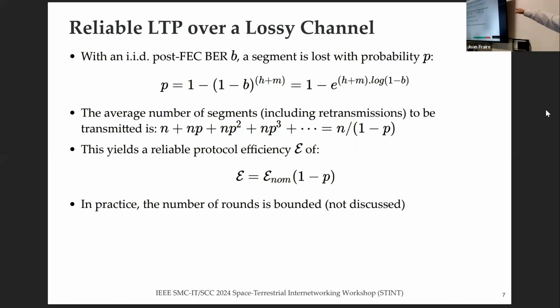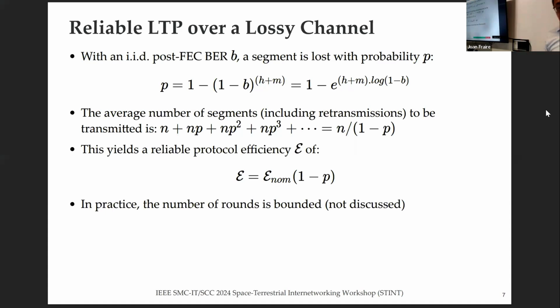Okay, so we can have a look at the average number of segments that I will have to transmit to reliably deliver a block, which is given by the summation over there. That's a very simple expression, just a geometric summation, right? And that gives us, on average, n divided by 1 minus p. Plugging that into the efficiency and doing a little bit of mathematical manipulation, we end up with the expression over here, which is very simple. It is basically the efficiency that we had before multiplied by 1 minus p.